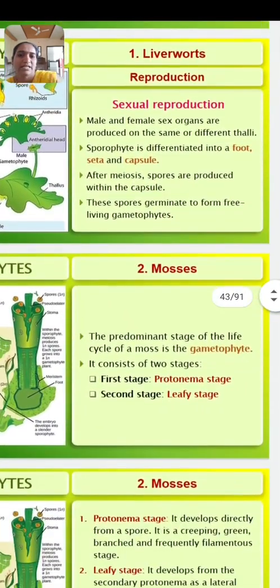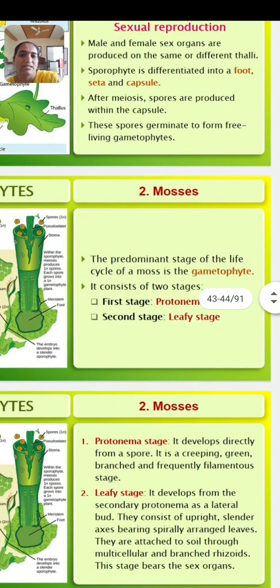Then the second type of bryophyte is known as mosses. The gametophyte is the predominant stage of the life cycle of mosses. It consists of two stages. The first stage is known as the protonema stage and the second is known as the leafy stage.